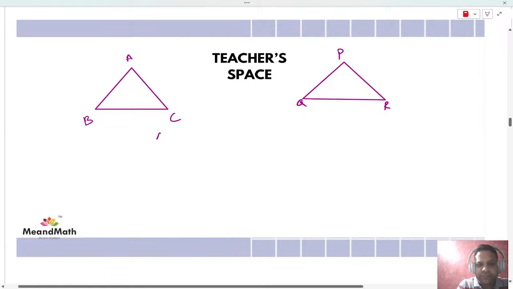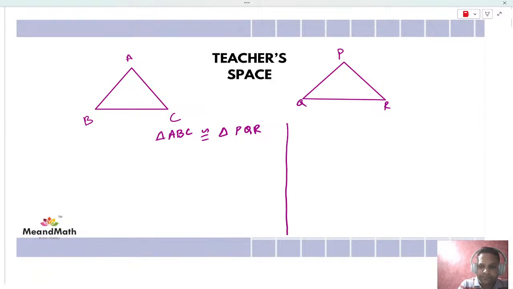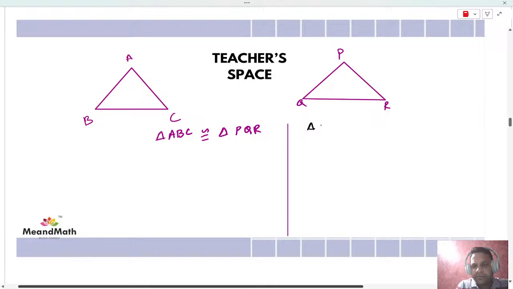If I say triangle ABC is congruent with triangle PQR, and if I say triangle ABC is congruent with triangle RQP, what is the difference here?